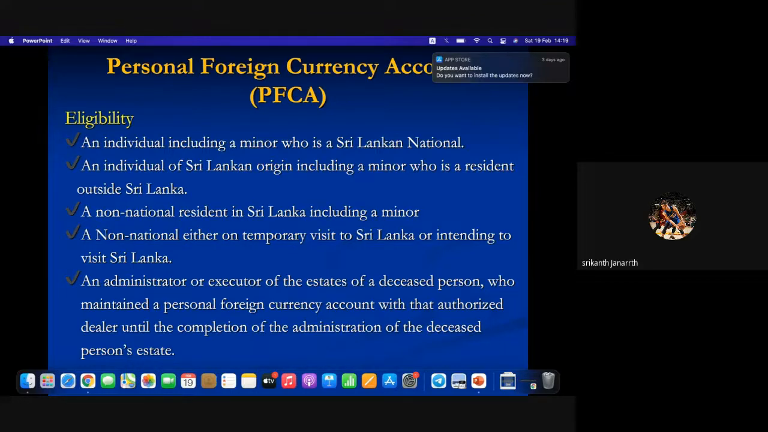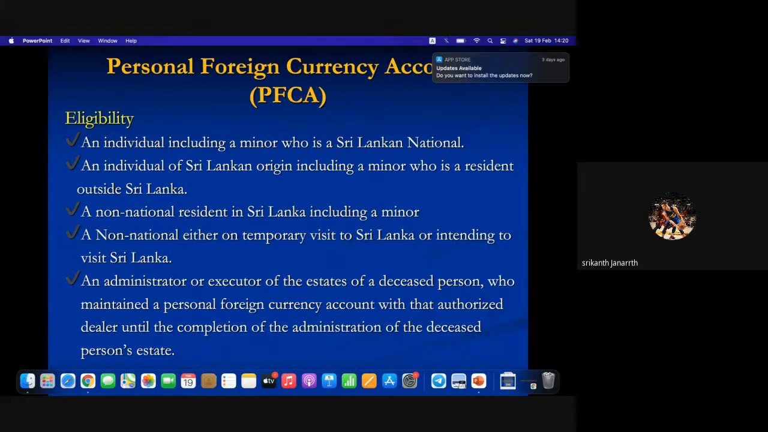That is the reason under personal foreign currency account you can see different eligibility criteria. What are the eligibility criteria? An individual, including a minor, who is a Sri Lankan. So you and me, including a child below 18 years, can open a PFC account. There's no problem, right? Any individual, including a minor below 18 years, can open a PFC account.